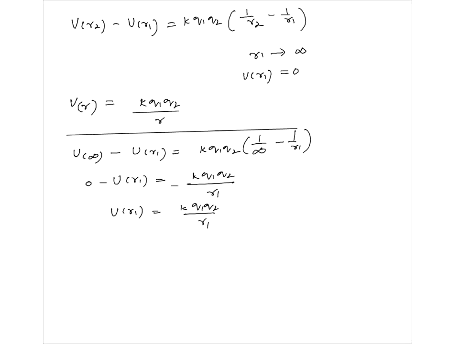Now, if charges have got opposite signs, then this will be negative. And that's what happens in Bohr's model. Proton, electron, so the potential energy is negative. And that's why you get the overall energy negative, minus 13.6 electron volt. It comes from potential energy plus kinetic energy. And the potential energy part is negative.